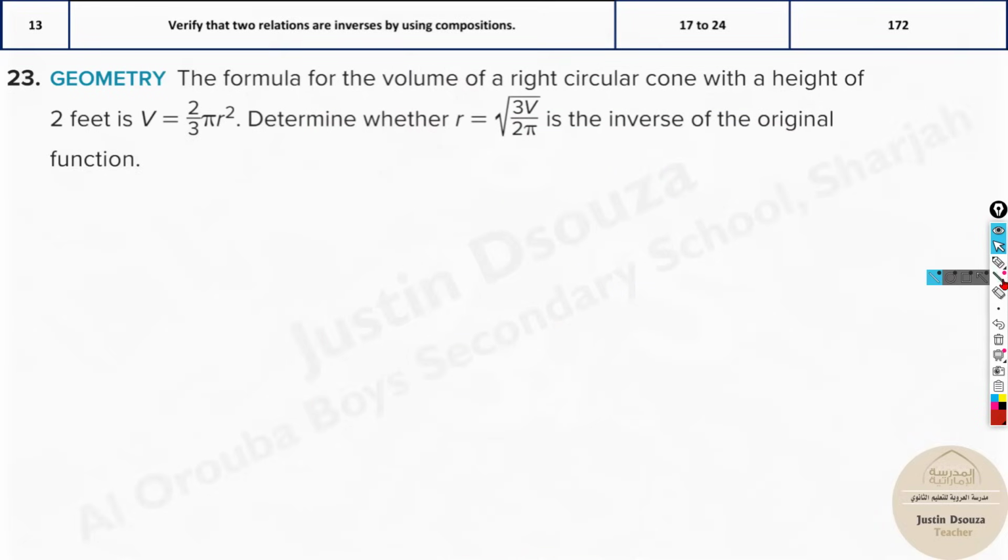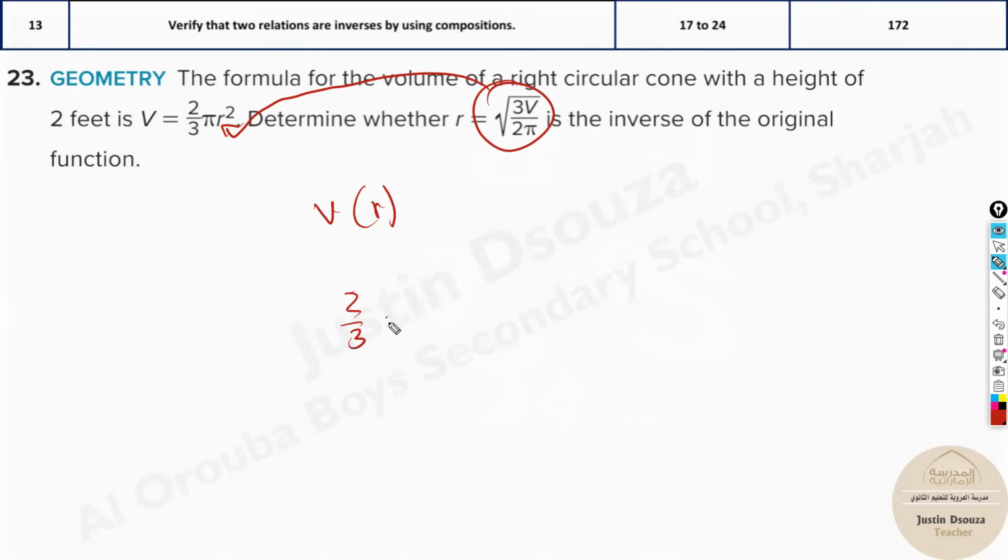Now we have a formula problem. The formula for the volume of a right circular cone with a height of 2 feet is given over here. That's the volume formula. Determine whether r, the radius, is the inverse of the original function. So now imagine V, right? V of r we have to take. In the sense, you can write it as V of any other variable. So now this is the thing. Let us solve it. Whatever this is, put it in this r and solve.